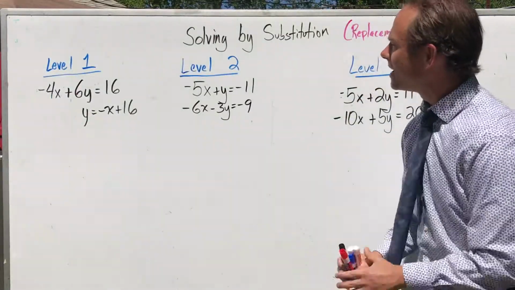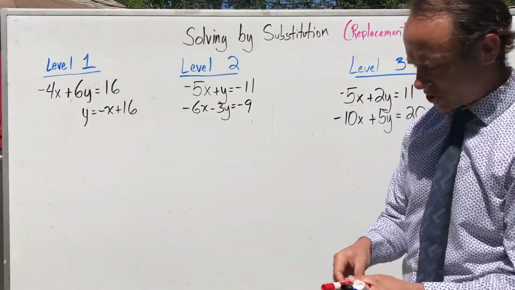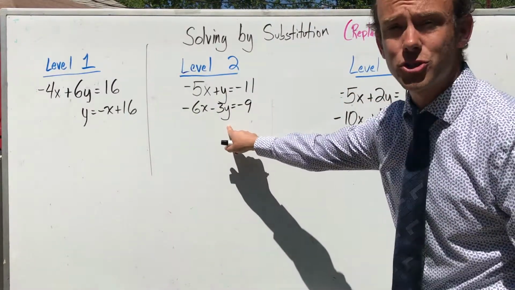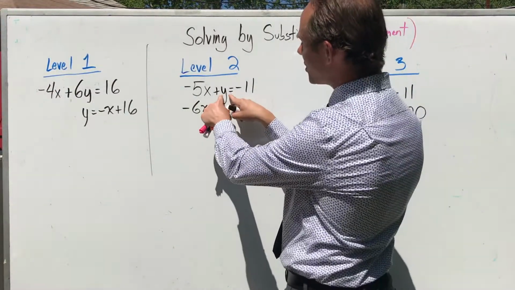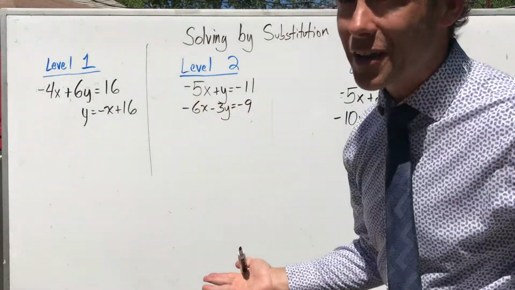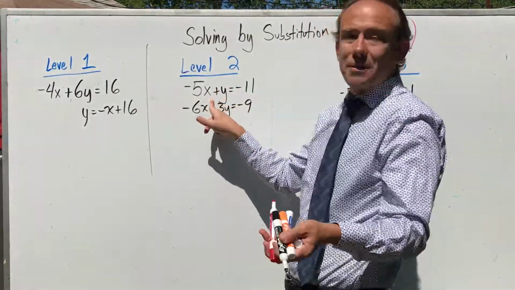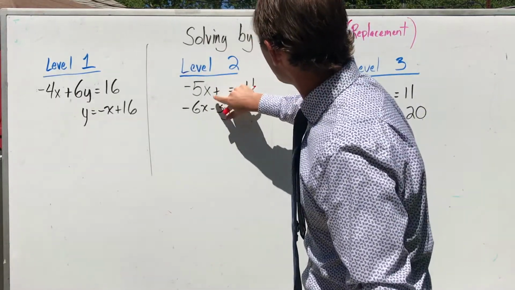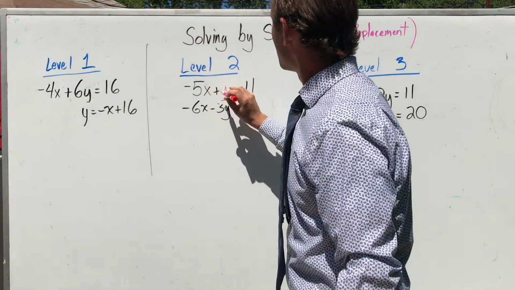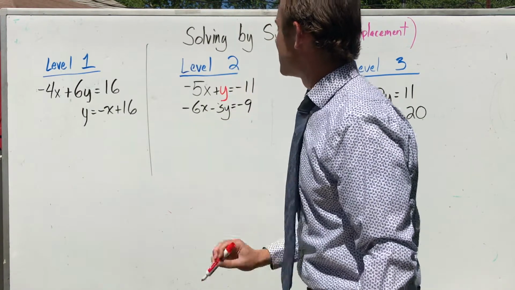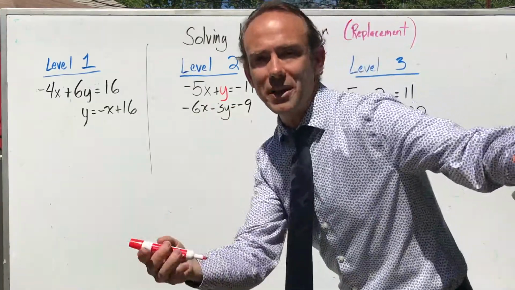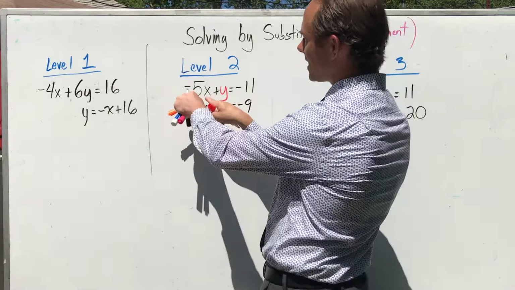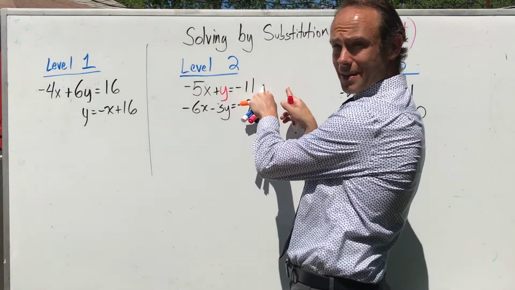Boom. All right. Hey, moving on to level 2. So one of the first things we're going to have to do here with level 2 is we got to solve one of these equations for one of the other variables. So the reason I'm calling this level 2 is because this one here, if I make this y red, notice it's all by itself. What I mean by all by itself is it doesn't have a coefficient.